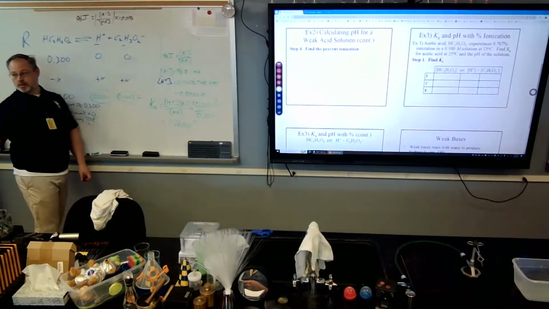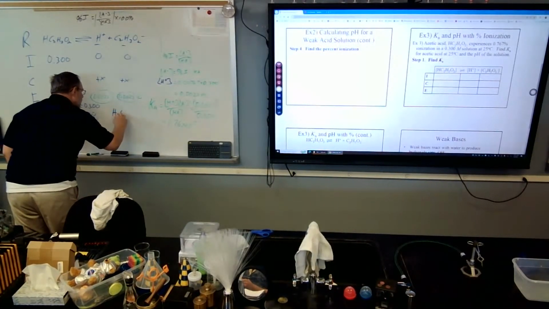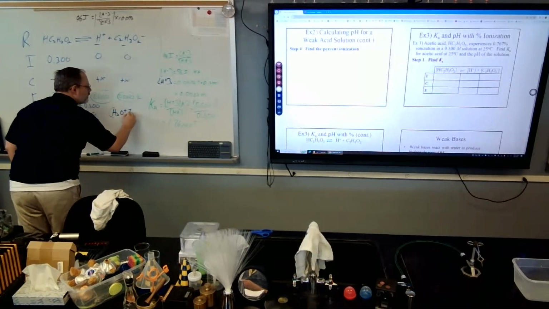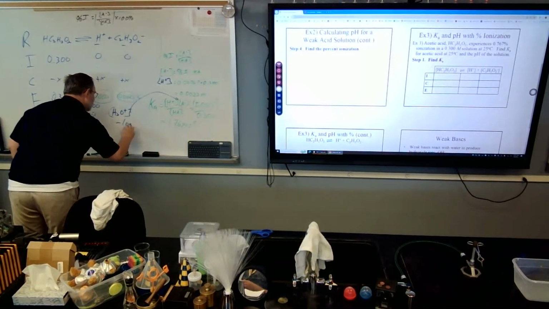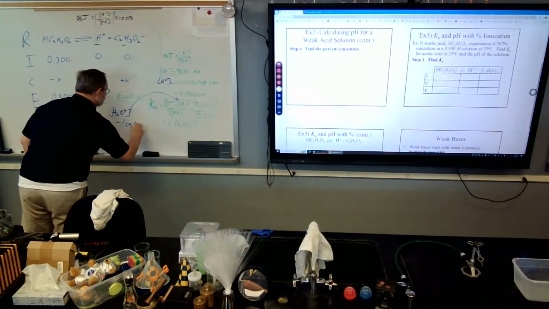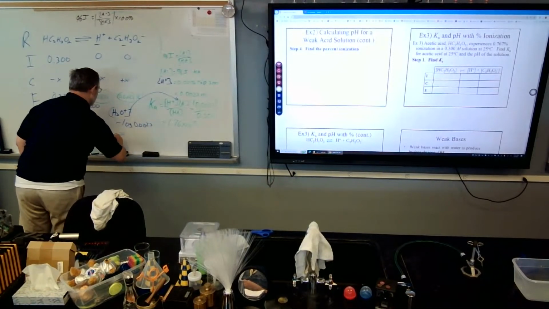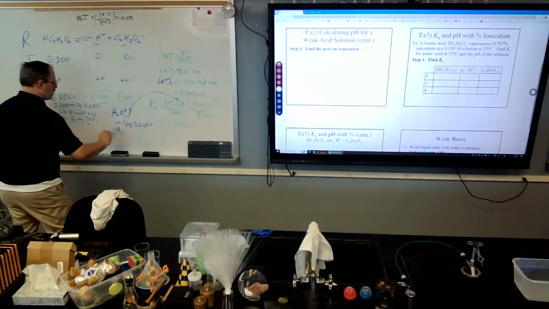Is that clear? So to find the H3O plus concentration, you just use the same A minus. So negative logarithm of 0.023 gives us a pH of 2.64.